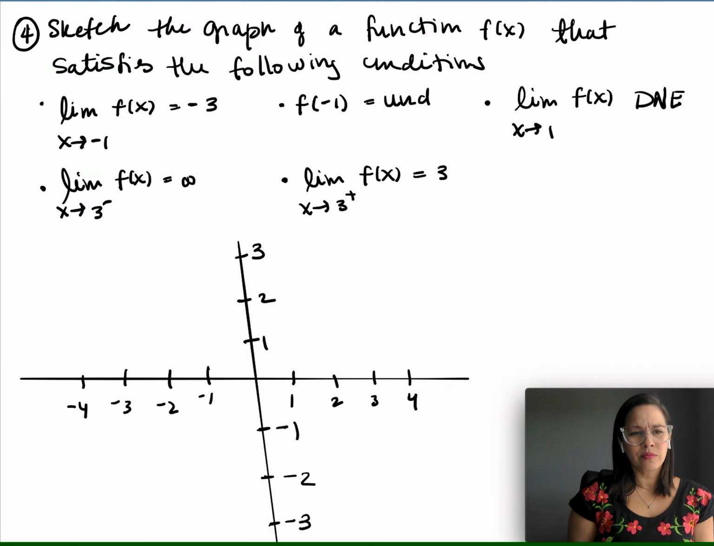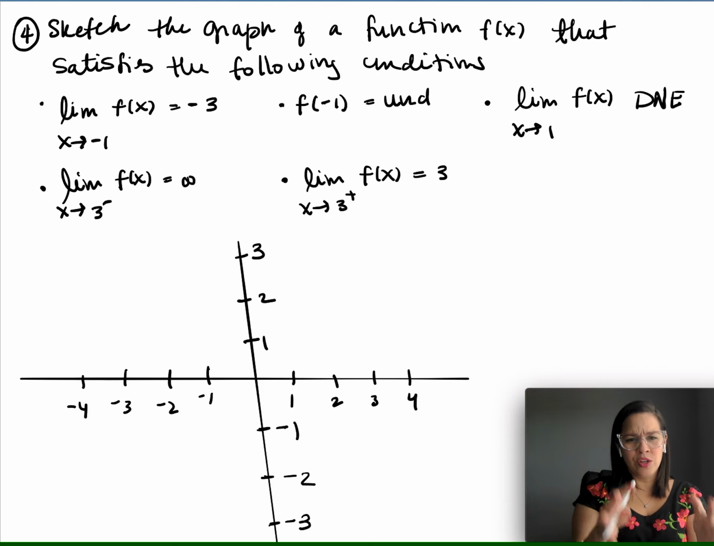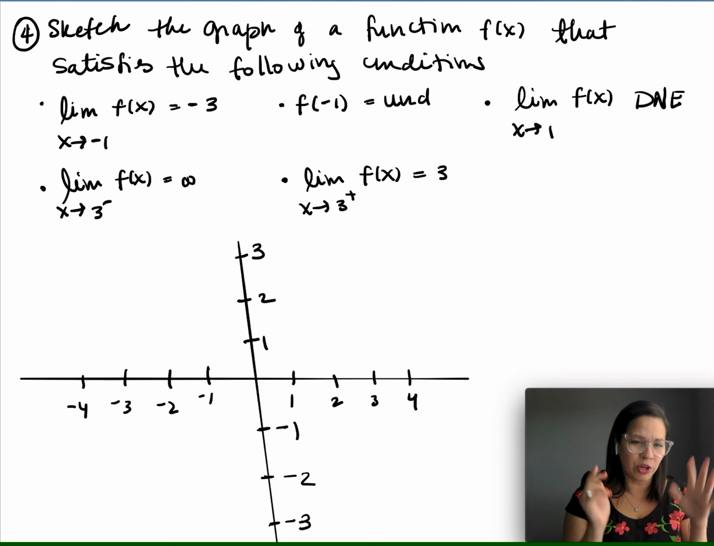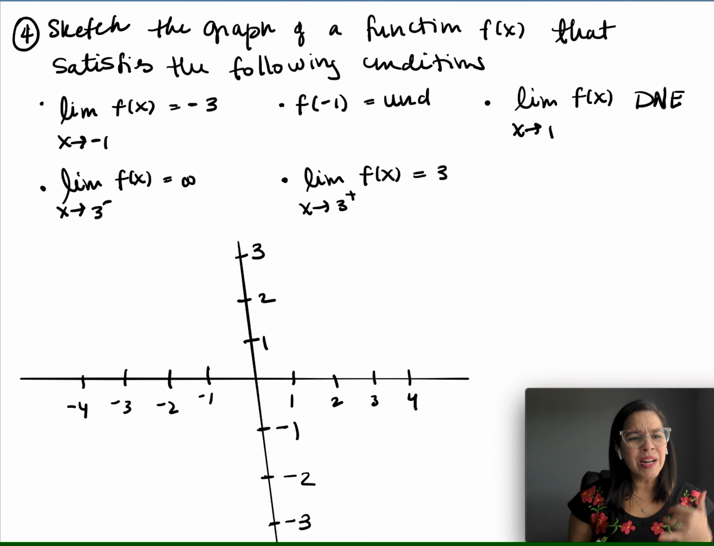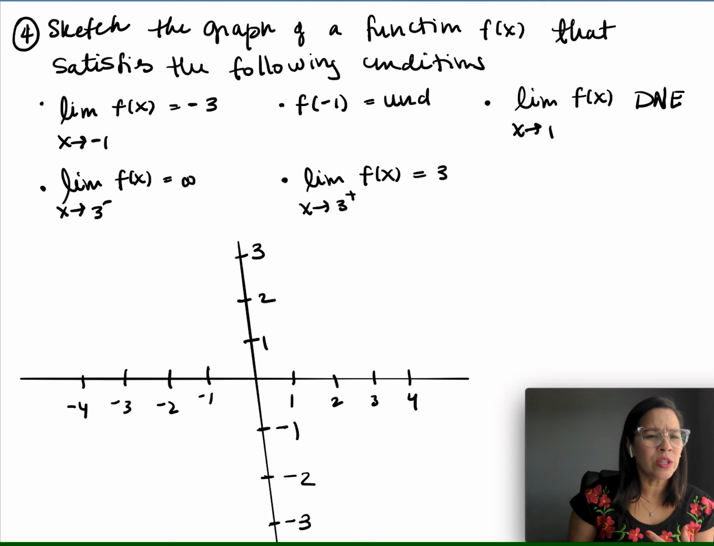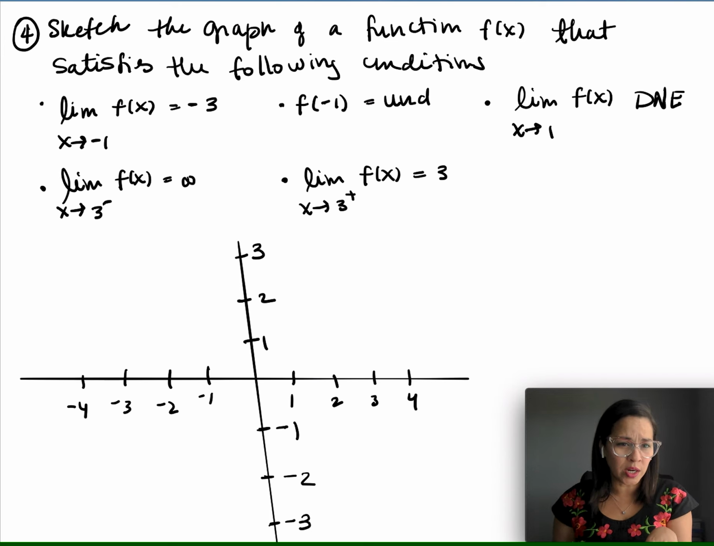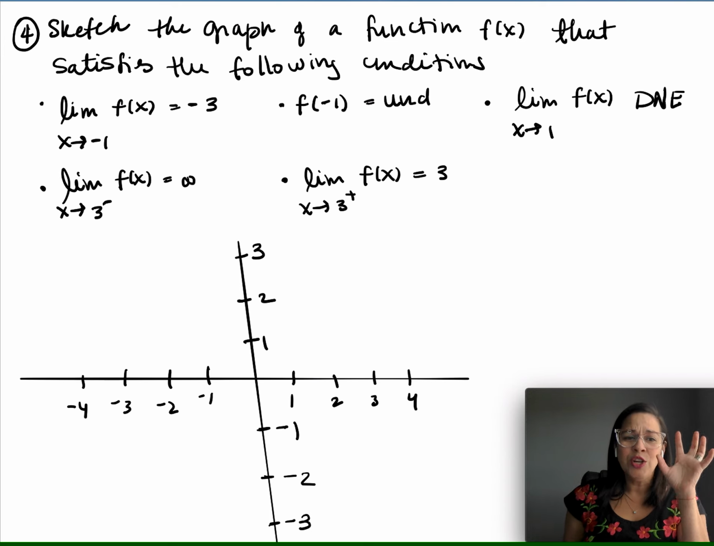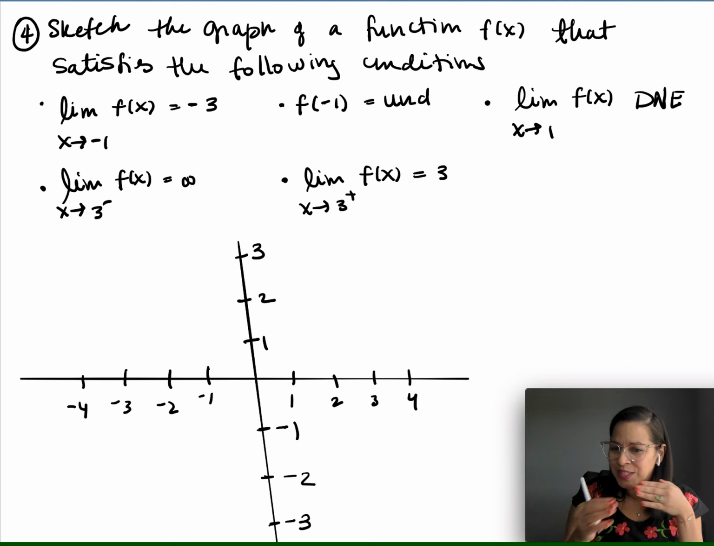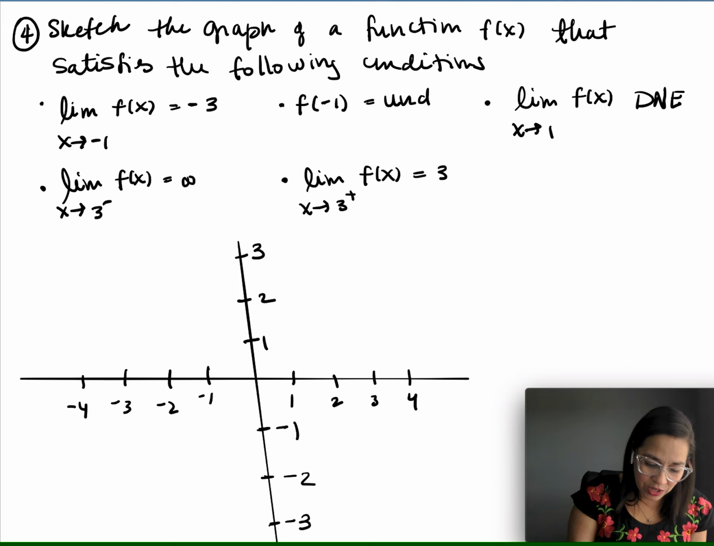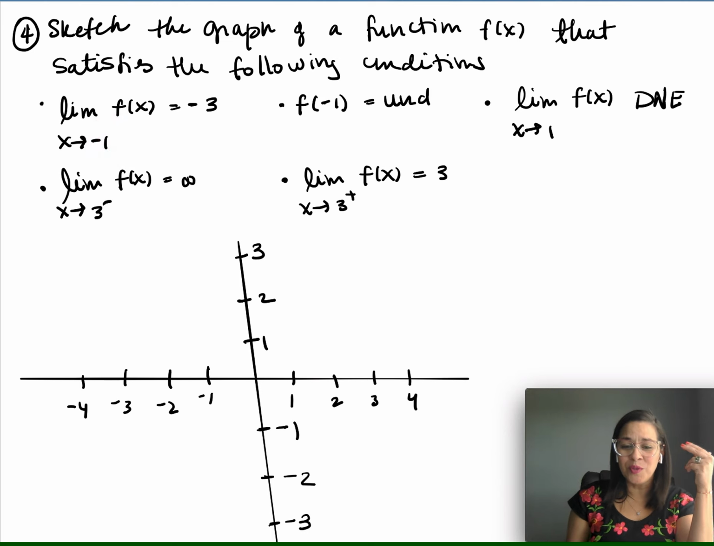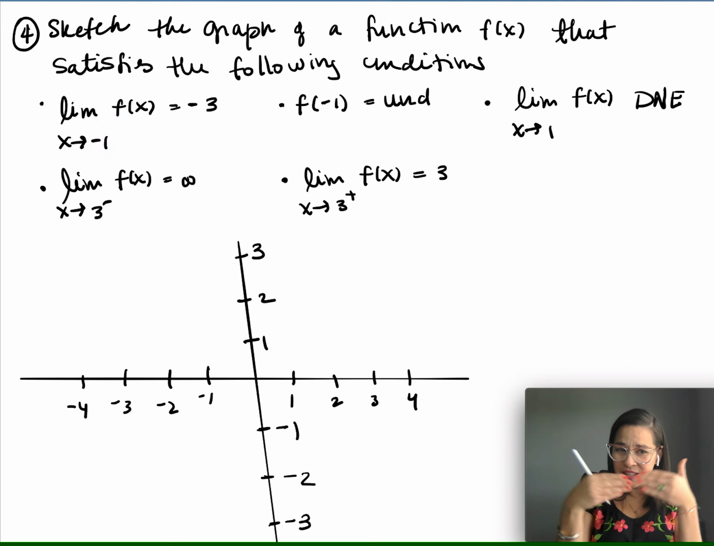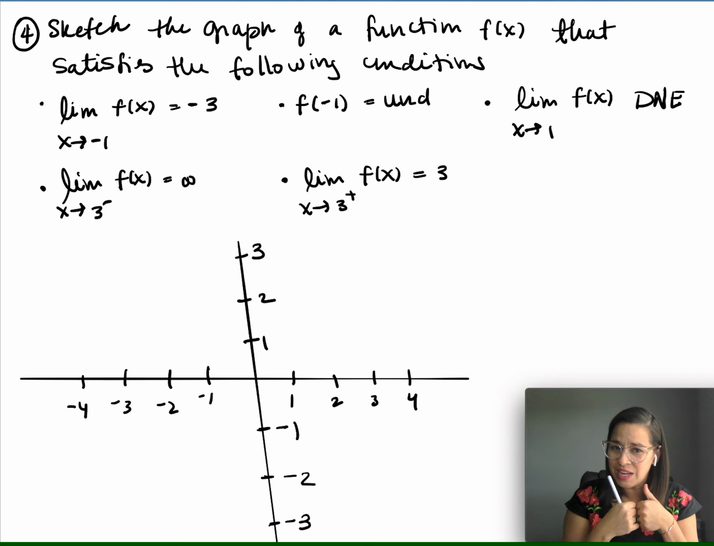Now I'm going to sketch the graph of a function satisfying those 5 conditions, and then again, we're going to go one by one, okay? So let's see. The limit as x approaches negative 1 is equal to negative 3. Notice that this didn't have the one-sided thing. It doesn't have a plus or minus, so that tells me that when I come from the left and the right, it has to take me to the same value, negative 3.